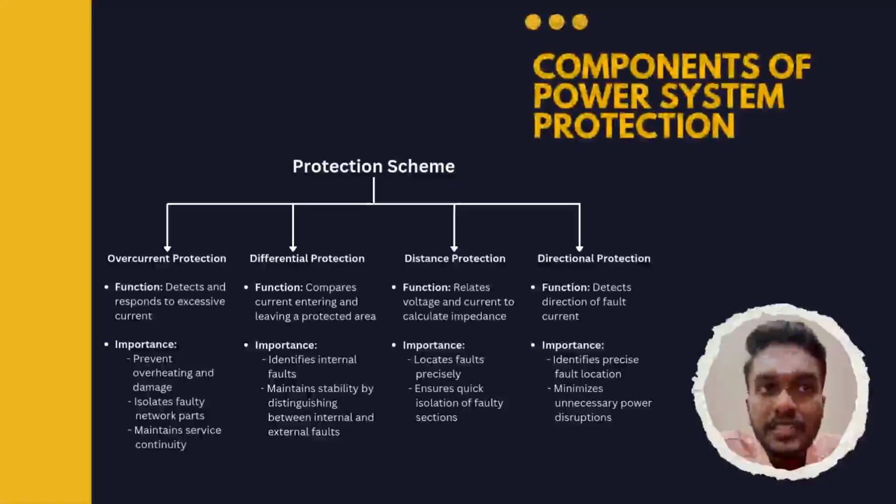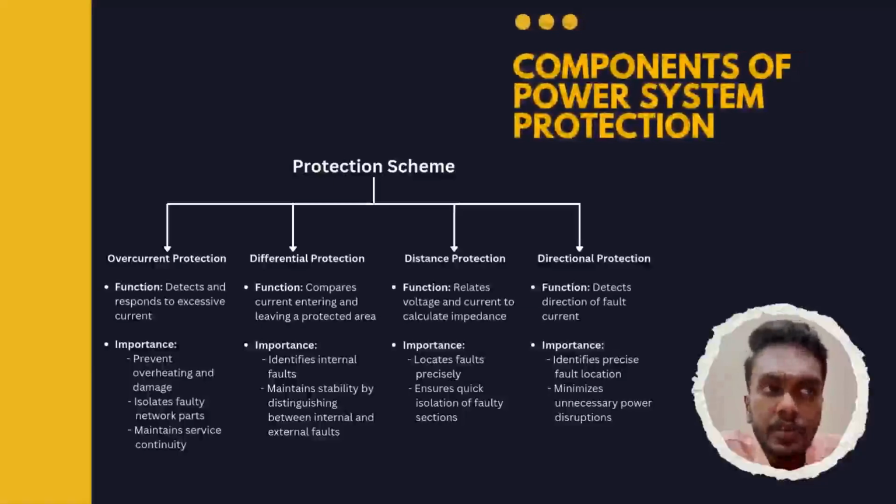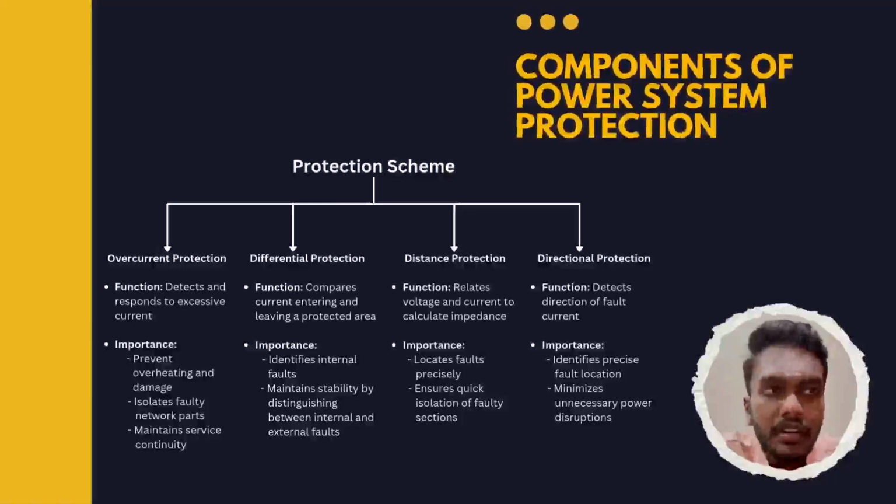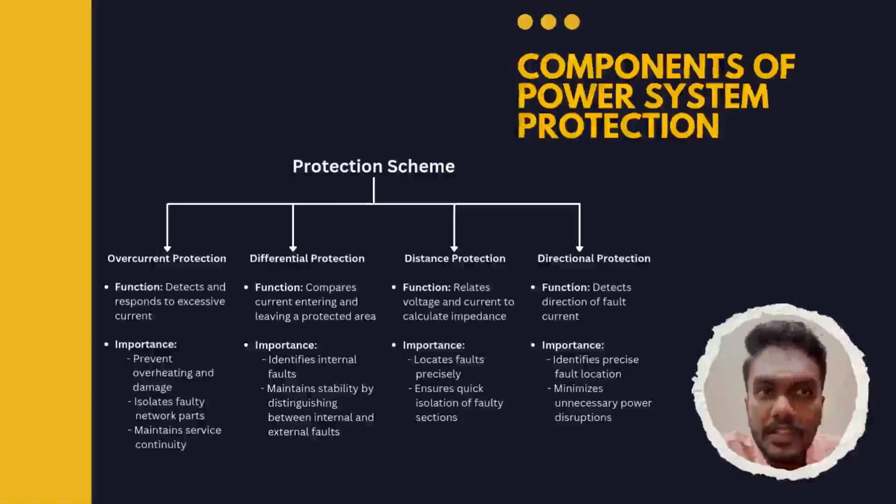The overcurrent protection scheme is vital for detecting and responding to excessive current flows, which could result from overloads or short circuits. By monitoring the current level and isolating the section of the network experiencing an overcurrent condition, this scheme prevents overheating and equipment damage, prolonging the lifespan of critical components like transformers and generators. It ensures only the affected parts are isolated, minimizing the disruption to the overall power supply.